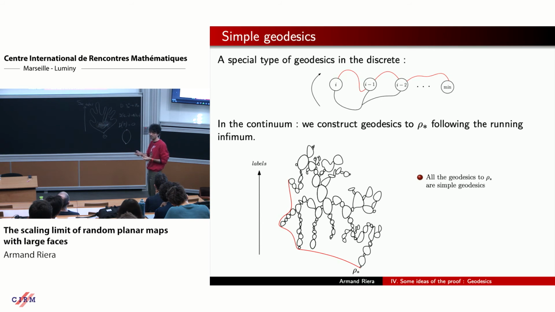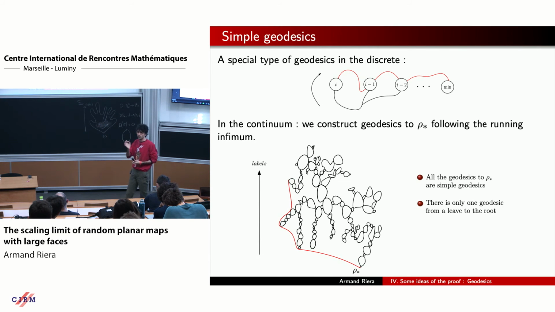You also have this kind of geodesics that we call simple geodesics. And what we show is that all the geodesics to a root are simple geodesics. And now I'm going to say a few things that are different from what's happening for the Brownian sphere. So, okay, if you take a leaf, so a point, if you remove it, you only have one connected component, then you have only one geodesic to the root.